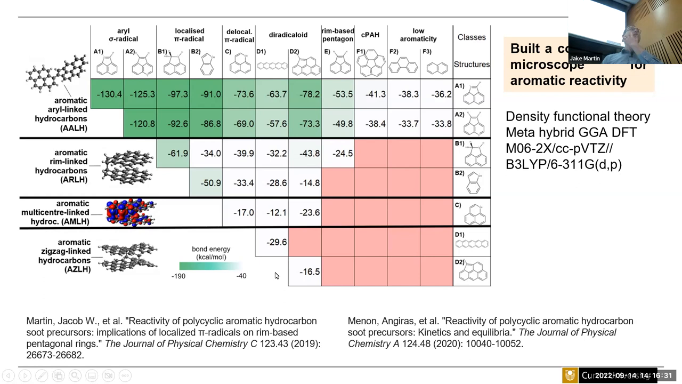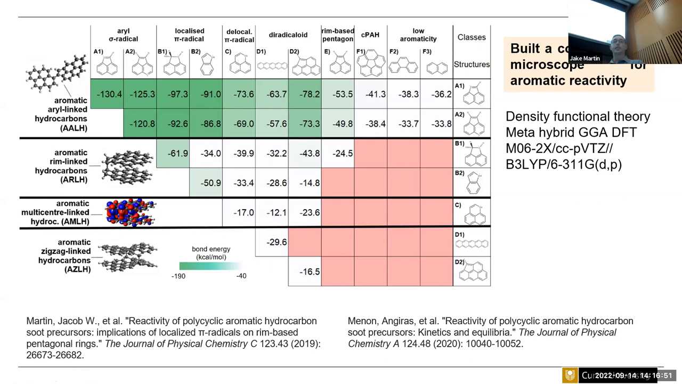And most mechanisms today focus on sigma radicals, which occur from a hydrogen being abstracted from the edge. And yes, these are stable in the flame. And we also discovered some really interesting pi radicals that I'll talk about, which are kind of new reactive sites.